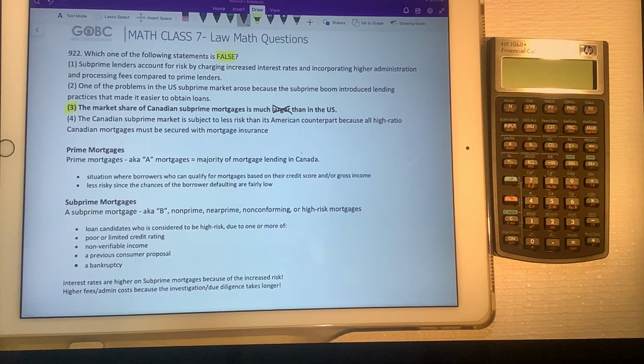But if you don't know what they're talking about when they say subprime or prime mortgages, then it might make it difficult to answer this question. So let's just go over that really quickly so you know what it is that they're talking about.